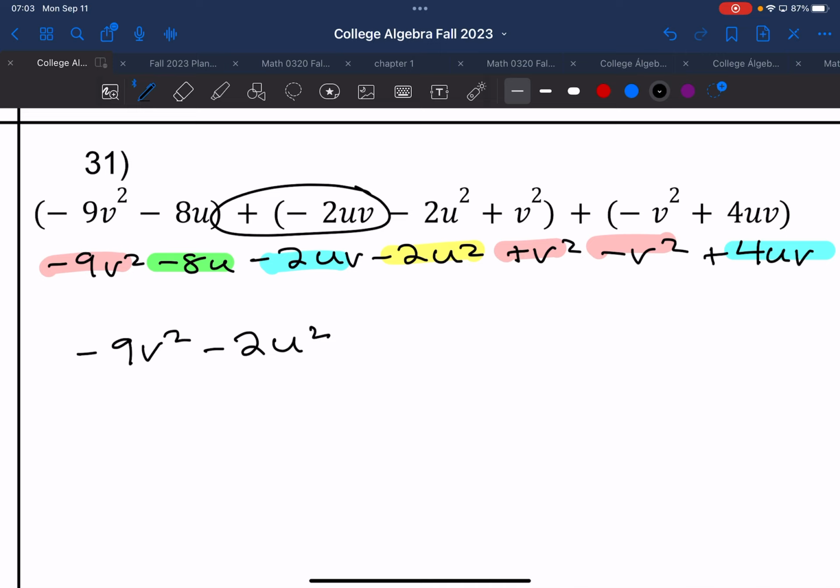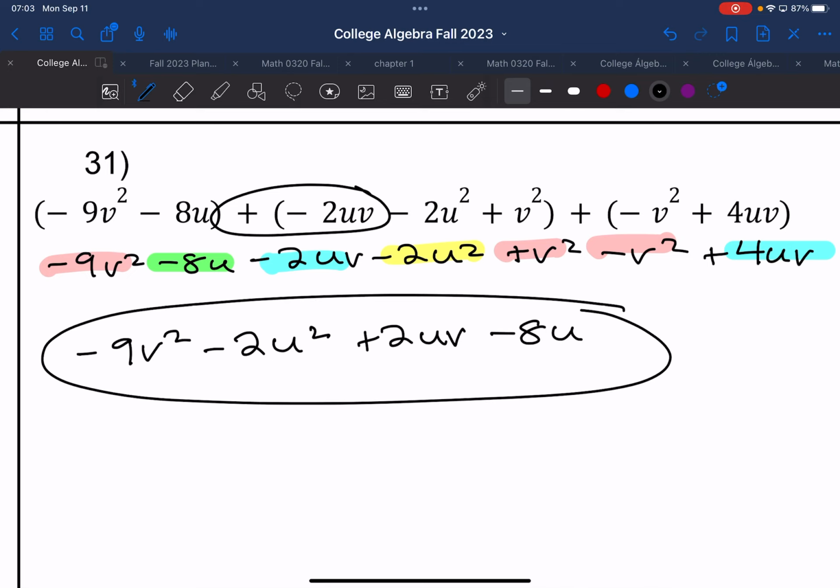Okay. And then what would come next? Would the uv variable come next or the u? uv. So we have plus 2uv and then that negative 8u. This is our answer.